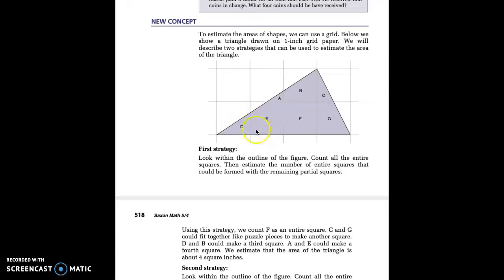And then finally, A and E. A and E, you could fit this little piece of A right here. And then that would be my fourth square. So we're going to say or estimate that the area of the triangle is about 4 square inches.